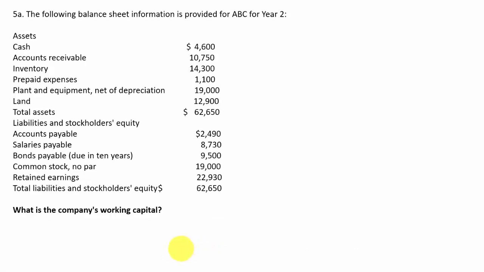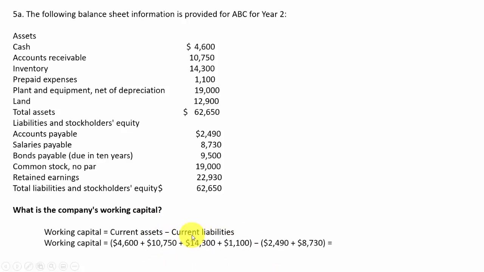Next question. They want to know what is the working capital. Well, working capital is current assets minus current liabilities. So in this problem, we've got the following. We've got cash. These are current assets. Cash $4,600, accounts receivable $10,750, inventory is $14,300, and $1,100 worth of prepaid expenses. And we've got current liabilities of accounts payable of $2,490 and $8,730 of accounts payable.